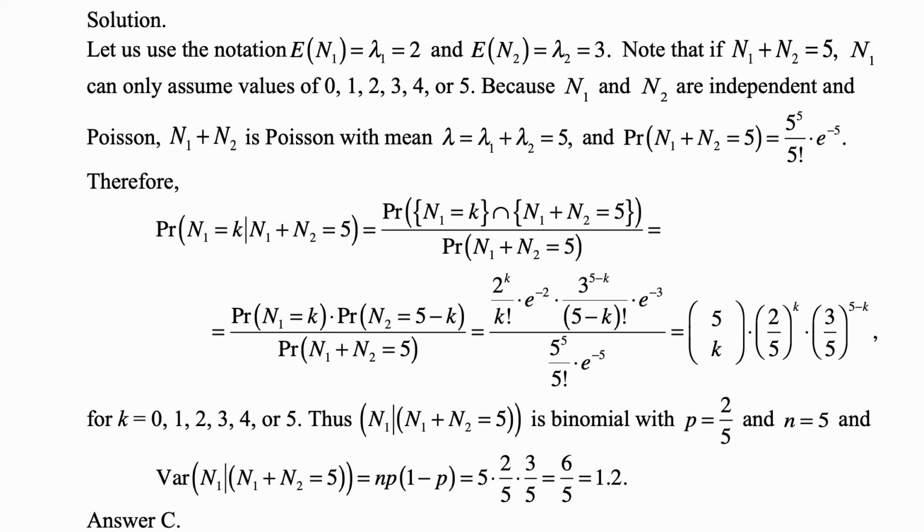And of course this tells us immediately that n1, given that n1 plus n2 is equal to 5, is binomial with probability of success p equal to 2 over 5, and n equal to 5, and therefore the variance of it is just n times p times 1 minus p, so 5 times 2/5 times 3/5, and that is 6 over 5, or 1.2, which is answer C.